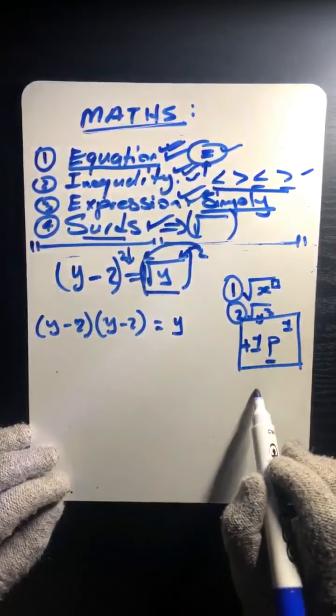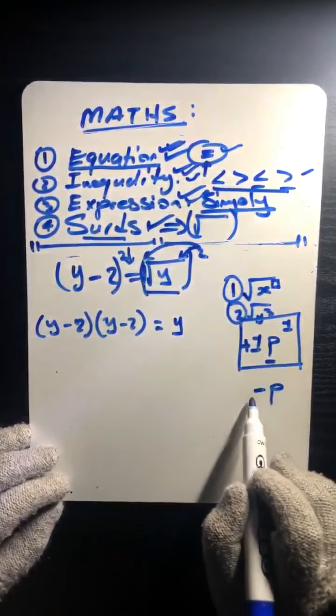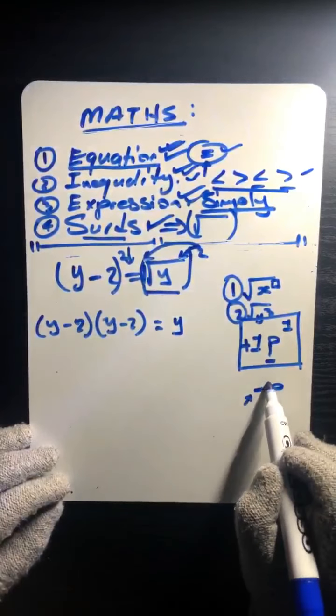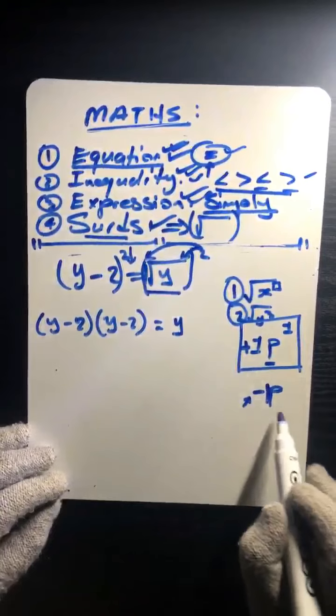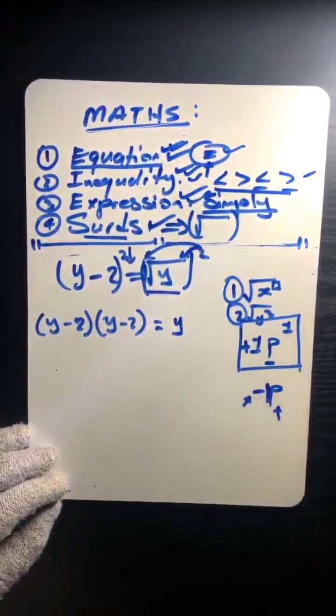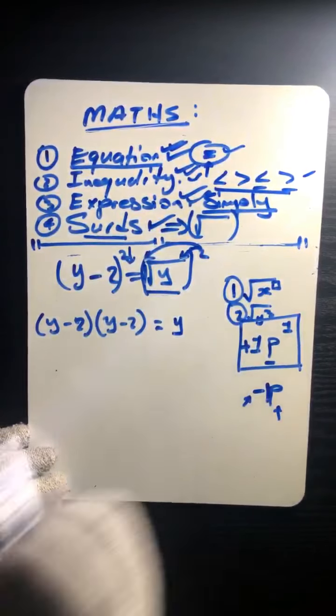That's why sometimes you just have negative P. So can you see what this negative is for? It's for that invisible 1 over there. A letter is just a letter. Make sense? Yes. Okay, so can you see?